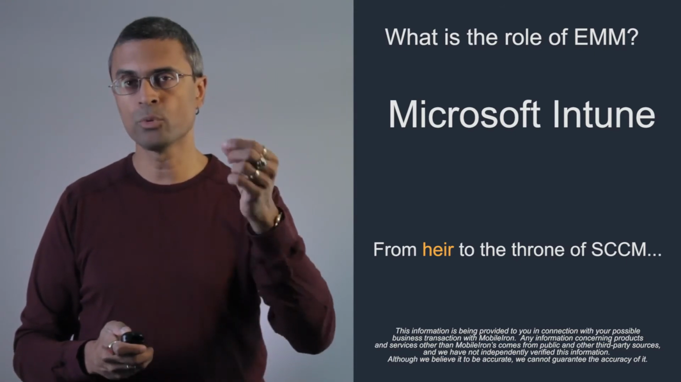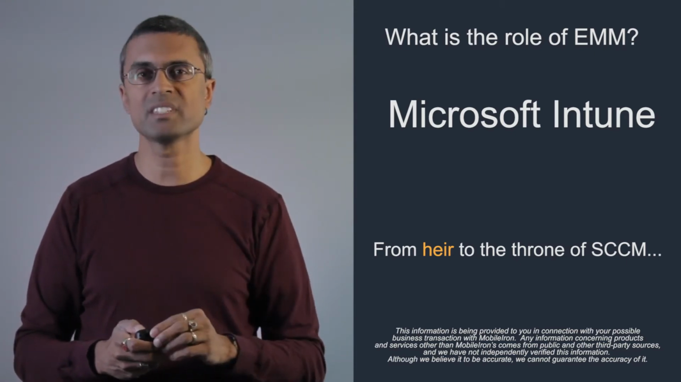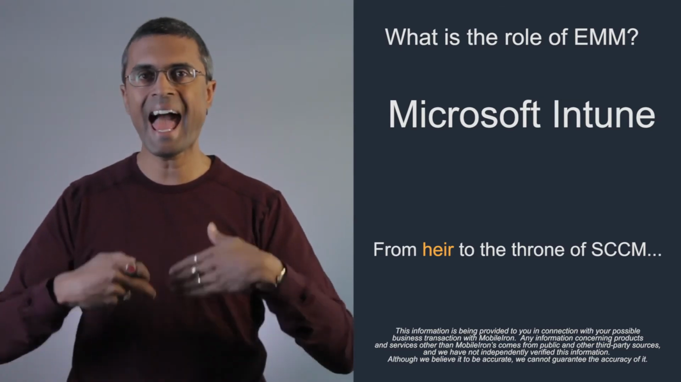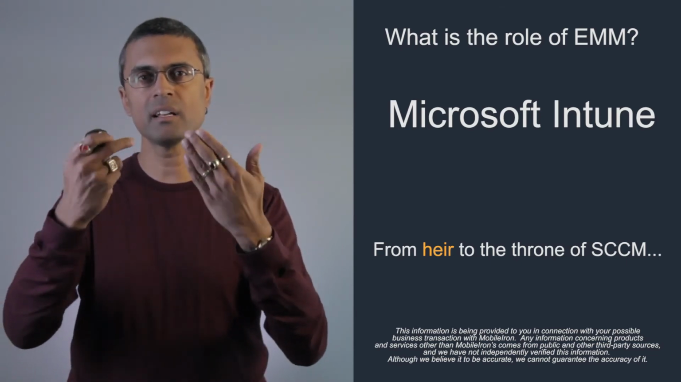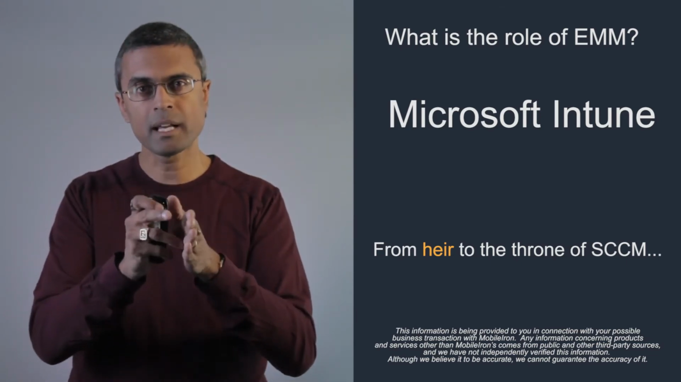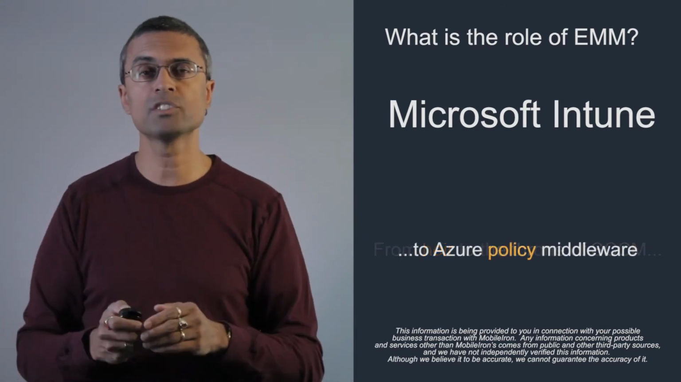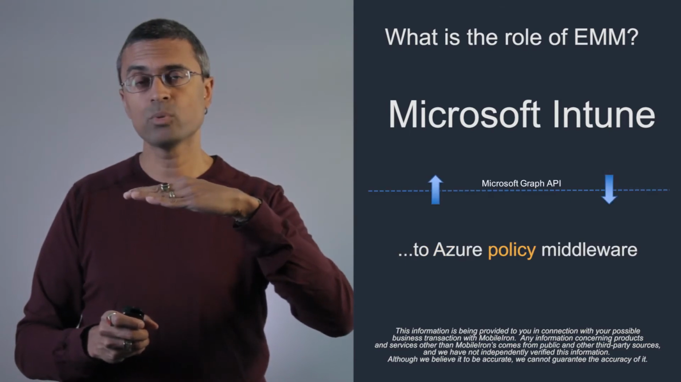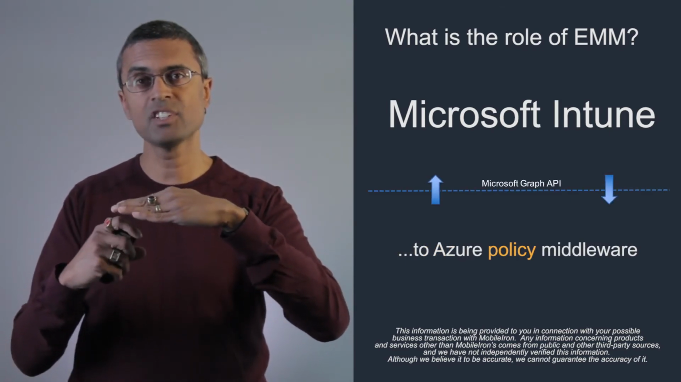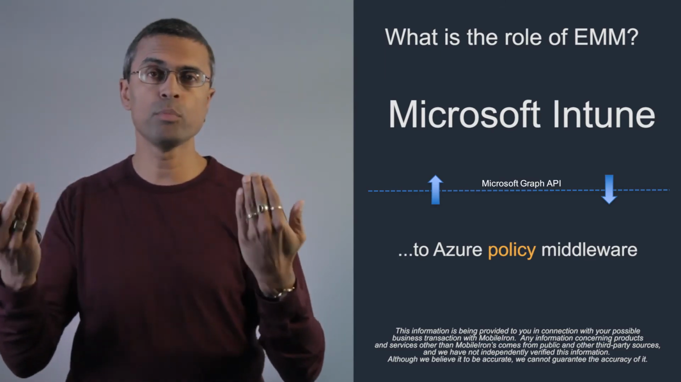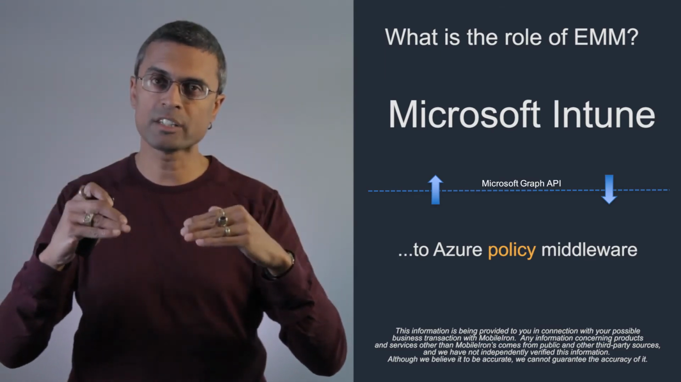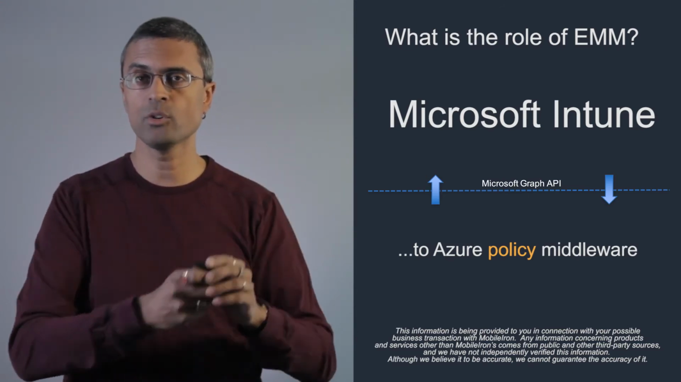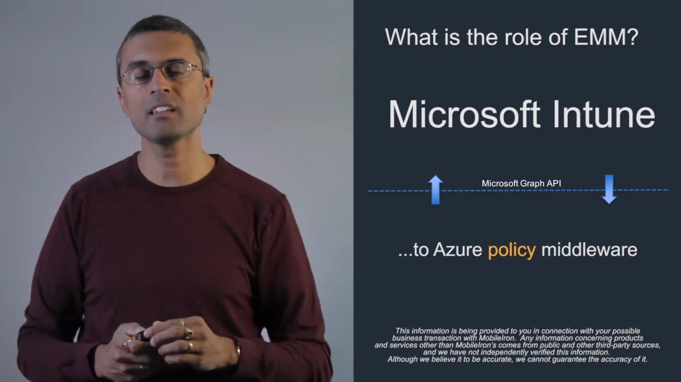What is changing now, and the reason that Graph is so important for this discussion, is that Microsoft Intune, as it moves into the Azure framework, starts to take on a slightly different role than it had before. It becomes more and more what I think of as Azure policy middleware. And here's what that means. That means that there's now an interface between Microsoft Intune and the functions it has and other external developers, whether it's MobileIron or others. And these functions now are exposed through the Microsoft Graph API, which was not the case in 2016 or 2015.